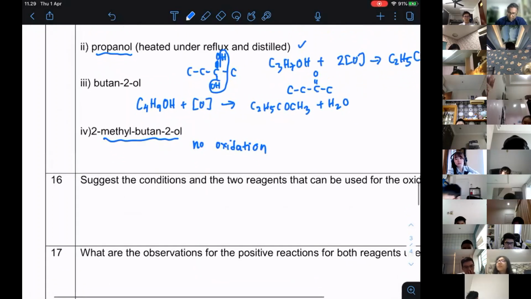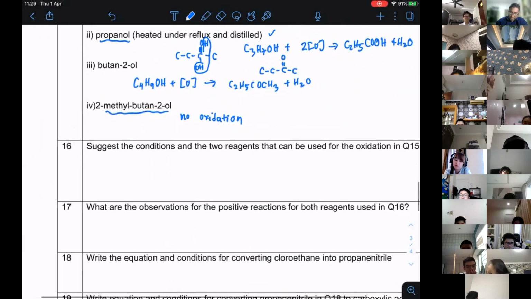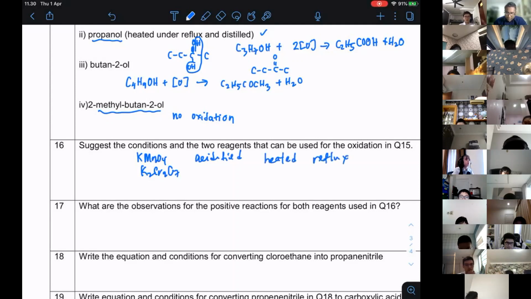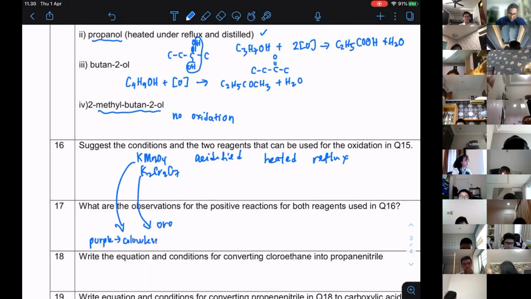Suggest the condition and the two reagents that can be used for oxidation: KMnO4 or K2Cr2O7, acidified, and they must be heated under reflux. What is the positive reaction? For KMnO4, purple will become colorless, and for K2Cr2O7, orange will become green.